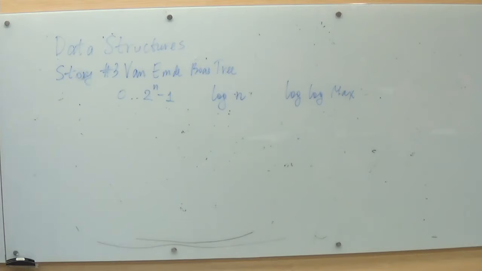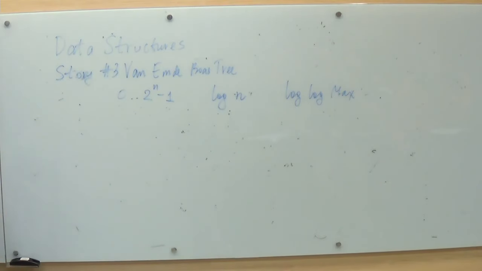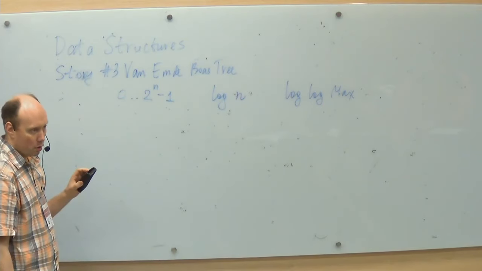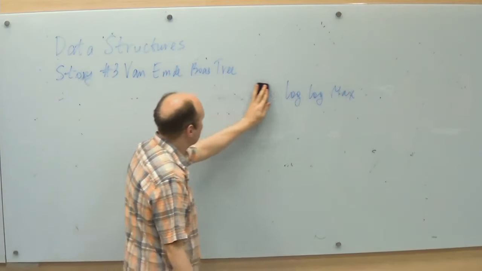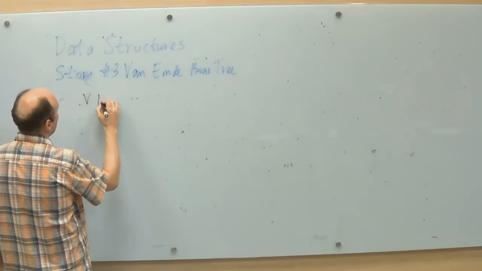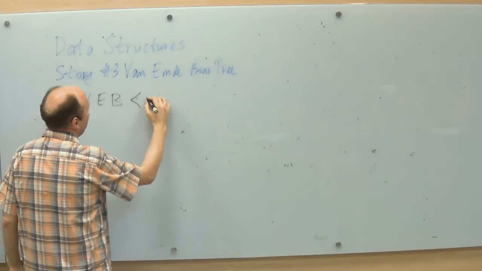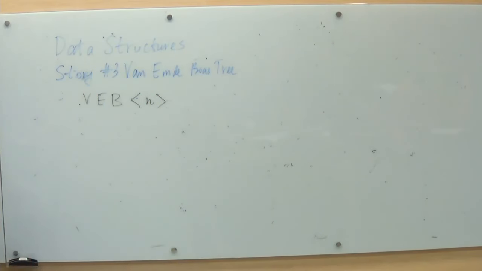But what is a van Emde Boas tree? A van Emde Boas tree is again similar to the exponential tree. It is a recursive structure, so it is parameterized by the number of bits in the number it stores. So let's investigate how a van Emde Boas tree of n is organized.